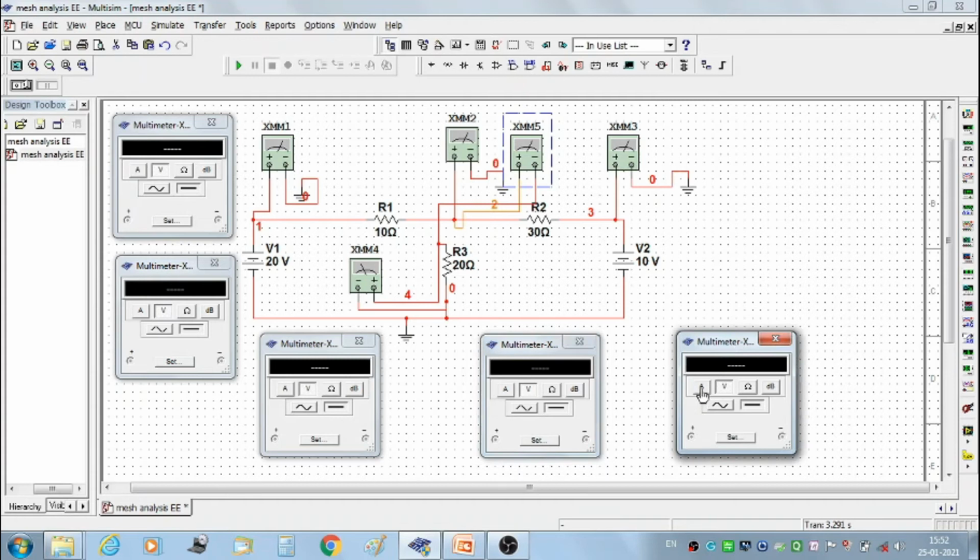Then we select a current range. Now start the simulation. We get voltage VA equal to 20 volt, voltage VB equal to 12.727, voltage VC equal to 10 volt, voltage VR3 across resistor R3 is 12.727 and current through resistor R3 is 636.364 milliampere. This is our first set of readings. Then stop the simulation.